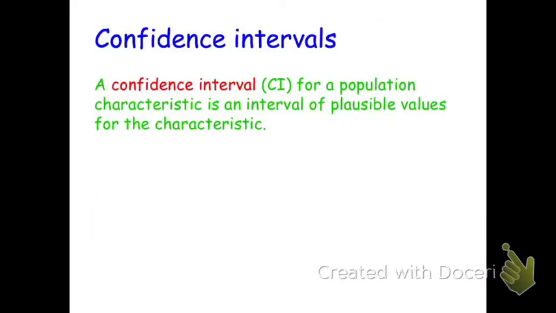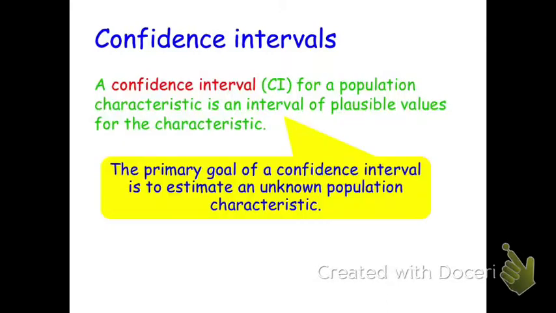So a confidence interval for a population characteristic is an interval of plausible values for the characteristic. And the primary goal of a confidence interval is to estimate an unknown population characteristic.